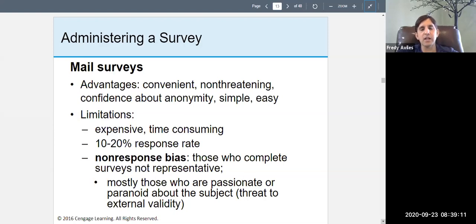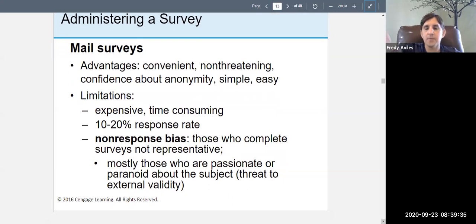Okay. You also get a non-response bias. Those who do complete the survey and actually send it back, that may not be a representative sample. There are certain people who will care more about the issue. Those are the ones that are likely to fill out the survey. So you're going to get those who are passionate or maybe paranoid about the subject.